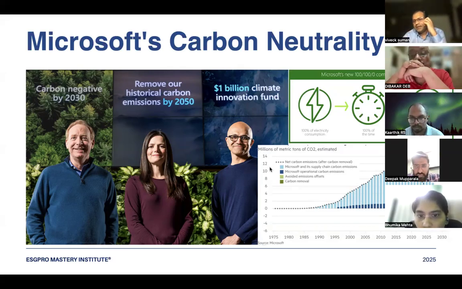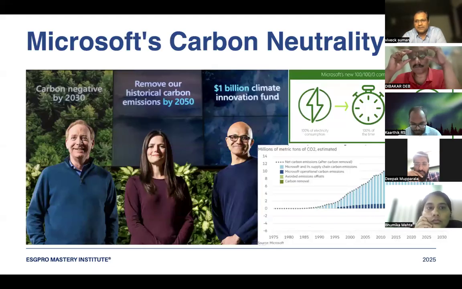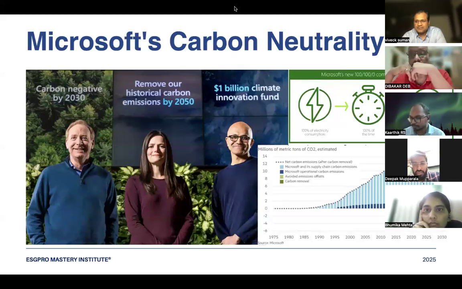Let me go to Deepak now. Deepak, your observation on the graph, please, and what do you understand by it? What's very striking about this graph is the green that I see. You've already mentioned that they want to be carbon negative by 2030, and that's what is shown in the graph. And I think you pretty much stressed this $1 billion climate innovation fund, without which reaching this kind of a target is difficult. Very good observation.